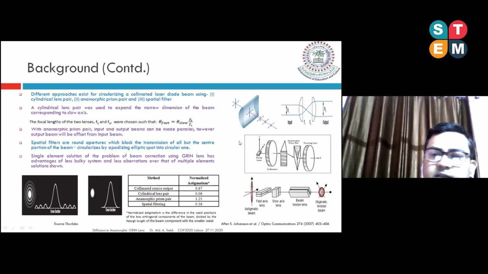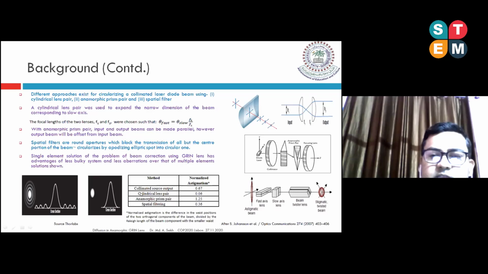Another important one is the filtering effect. A special filter can make the signal circular. But in this case it is basically apodization, so some part of the signal is lost. And these options are basically used in many applications.